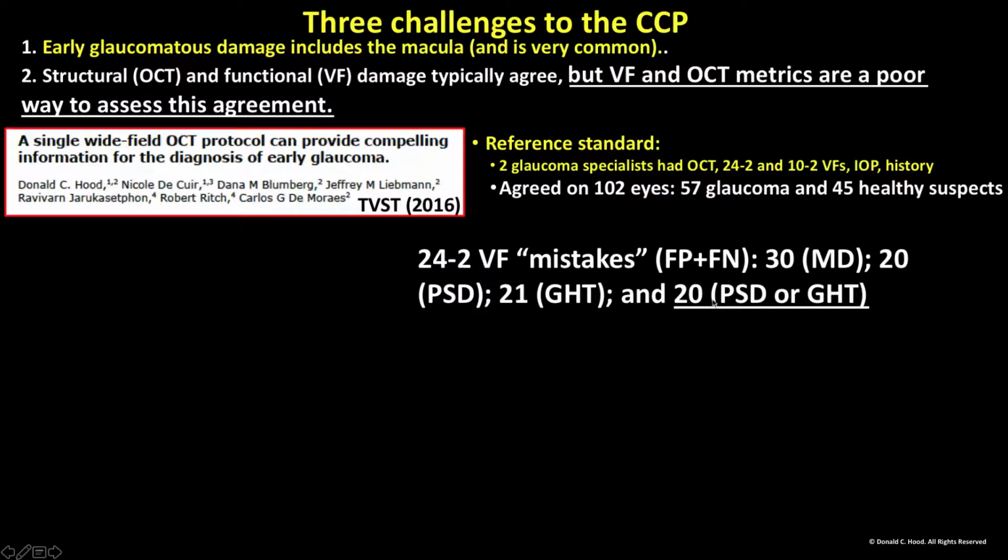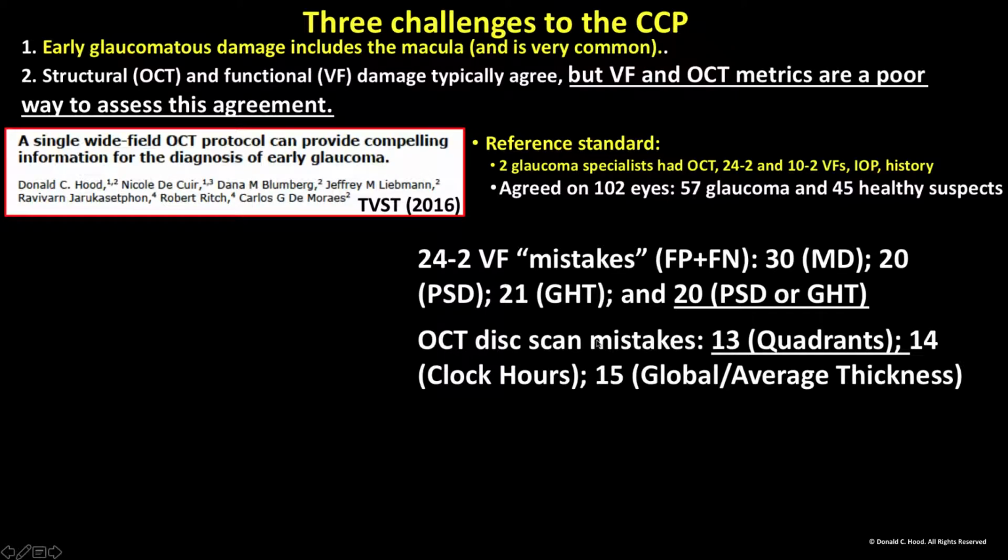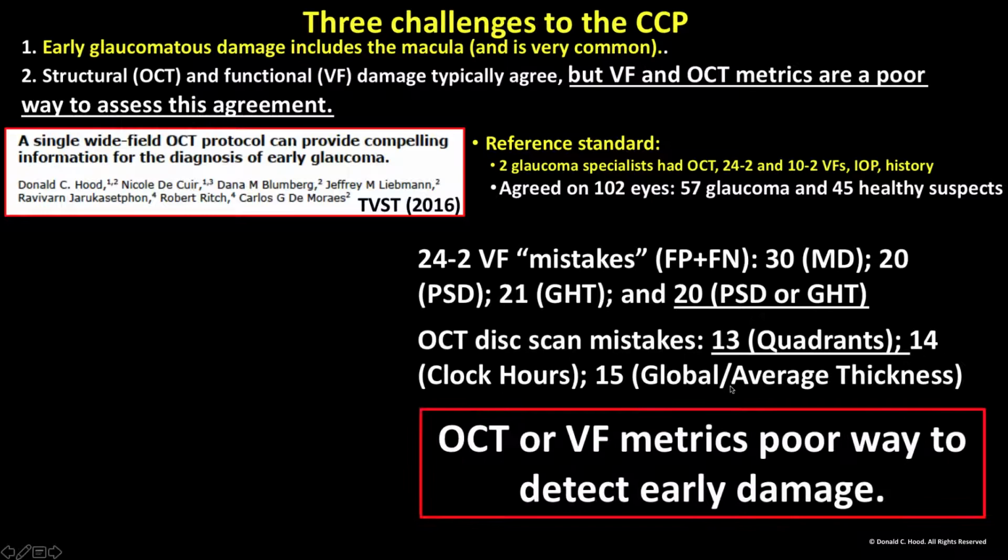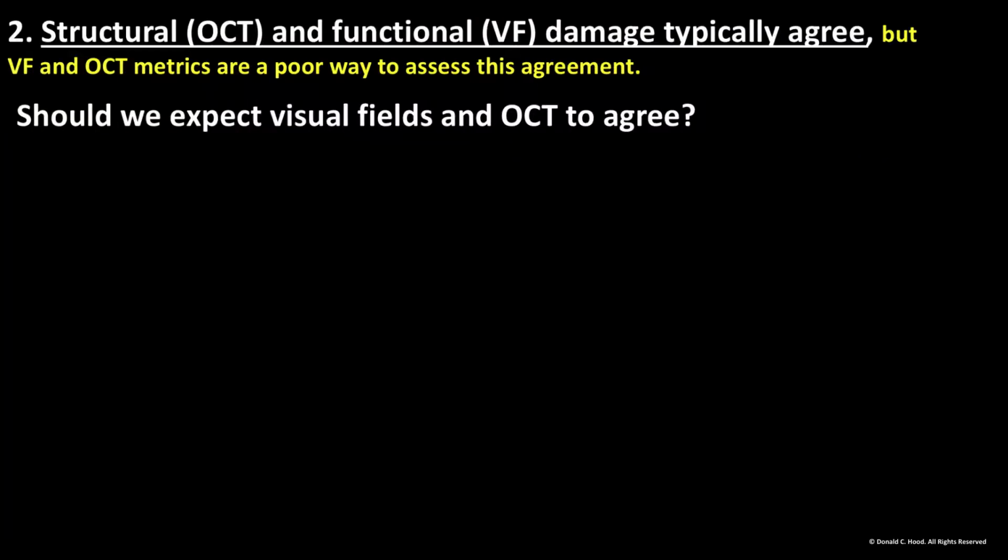Range from 30 to 20. Let's just take this here. This is a commonly used metric where you consider an eye abnormal if the pattern standard deviation or glaucoma hemifield test was abnormal, right? The disc scan metrics did better, but even here there were 13 mistakes if you used quadrants, 15 if you used a more typical global average. OCT, or visual field metrics, are a poor way to detect early damage.